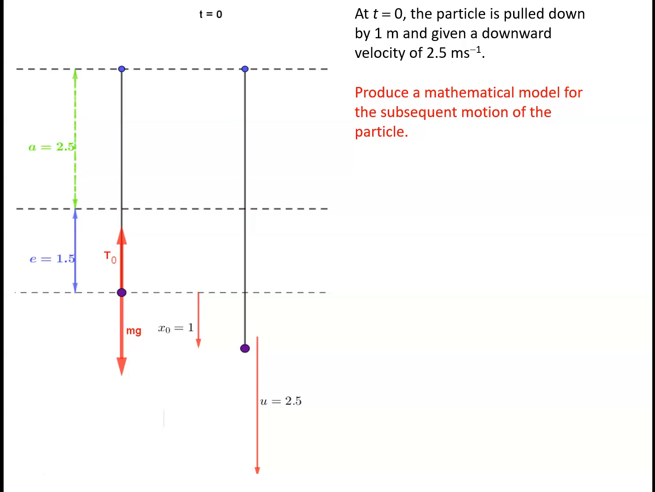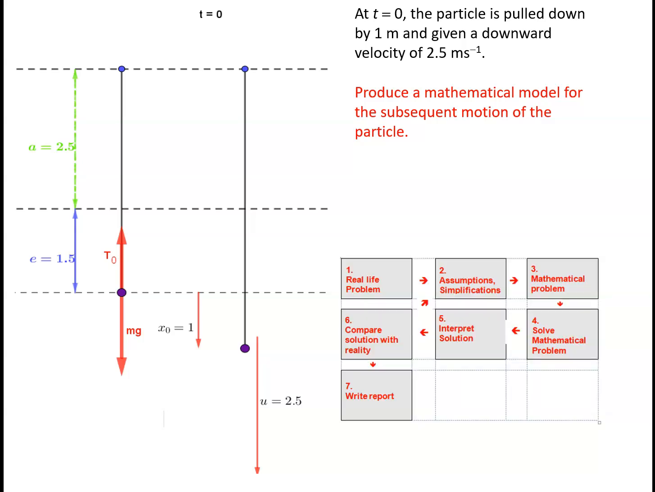So, in loose terms, the subsequent motion of the particle is that it's going to start off moving downwards, and then at some point one would expect it's going to stop and then bob back up again. That's not a particularly mathematical model, it's a heuristic model. It's what our common sense is telling us.